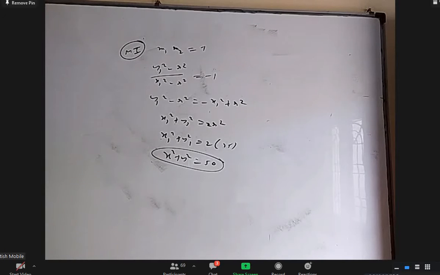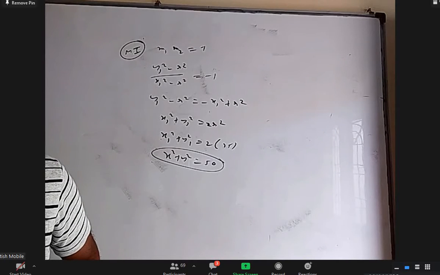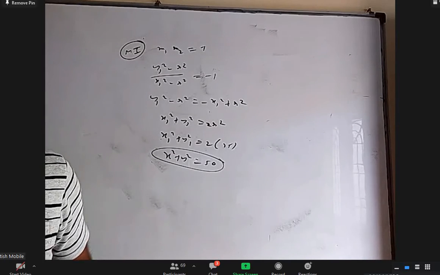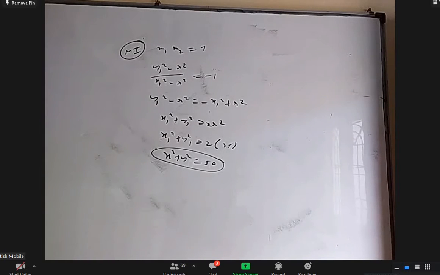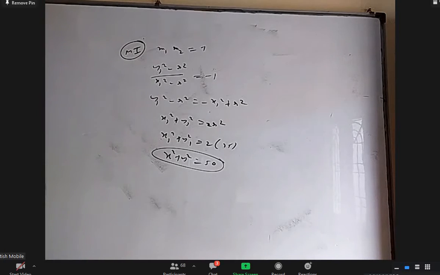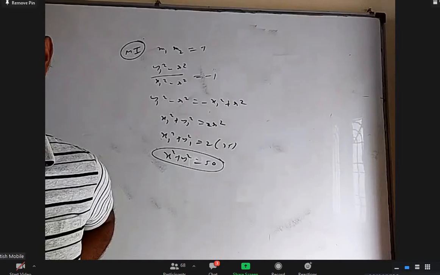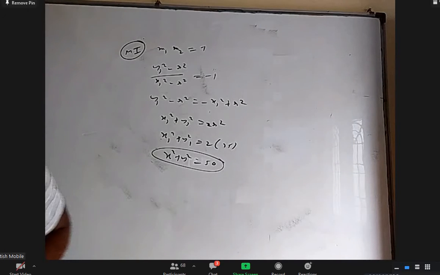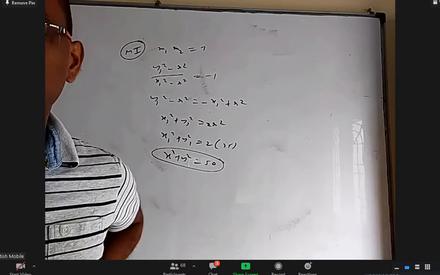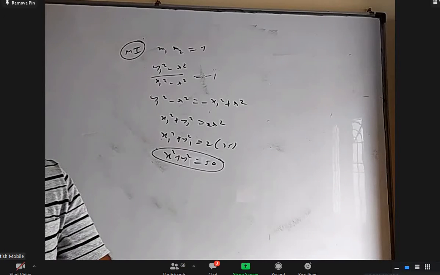Angle between the tangents drawn from external point P is constant, and it is alpha. Find locus of P.